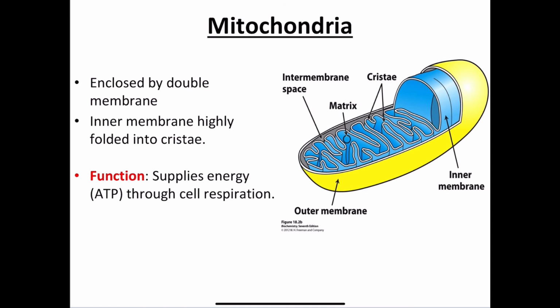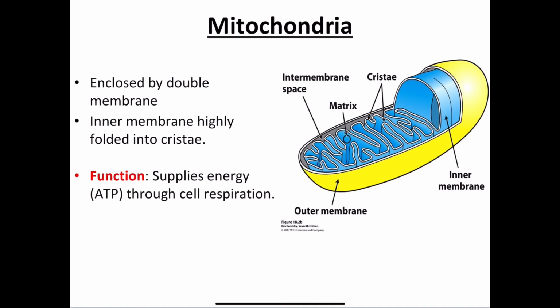Space ataupun the gap inside the inner membrane, space di dalam inner membrane ini kita panggil sebagai matrix. And space between inner membrane dengan outer membrane itu disebut sebagai intermembrane space. So ruang di antara inner membrane dengan outer membrane itu ialah intermembrane space. Ruang di dalam inner membrane itu kita panggil sebagai matrix. Itu untuk mitochondria.